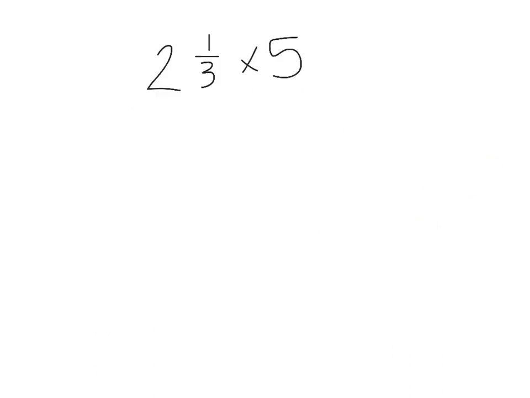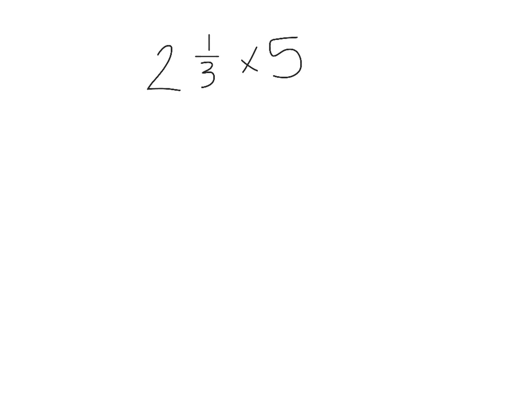Now we're going to take a look at how to multiply mixed numbers and whole numbers without using a model. Now to start, we need to change our mixed number into an improper fraction. And the way that we're going to do that is by doing what I like to call a little fraction cartwheel.